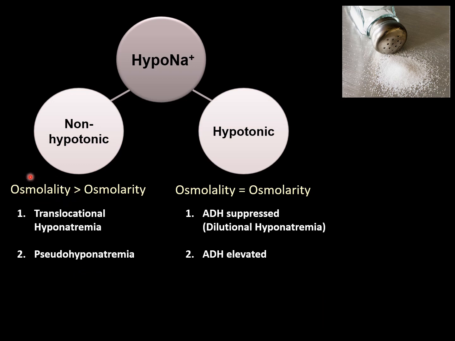If the lab measured osmolality is actually more than the calculated osmolarity, this may be due to translocational hyponatremia or a pseudo-hyponatremia. If the osmolality and the osmolarity is matched, then we might suspect that it may be due to a dilutional hyponatremia in which the ADH is suppressed, or a condition with an ADH that is elevated. We shall first discuss translocational and pseudo-hyponatremia.